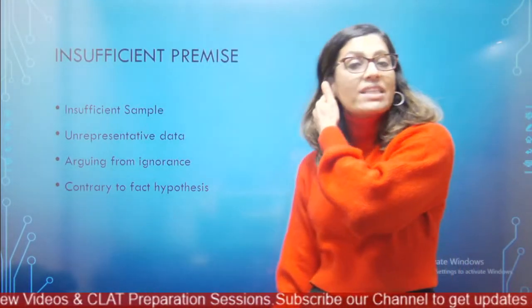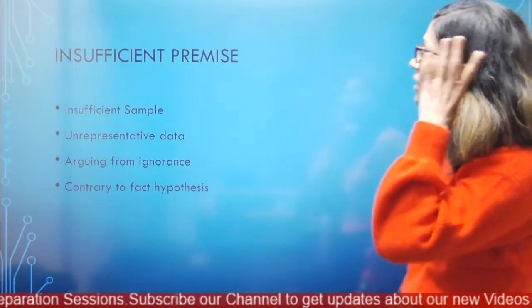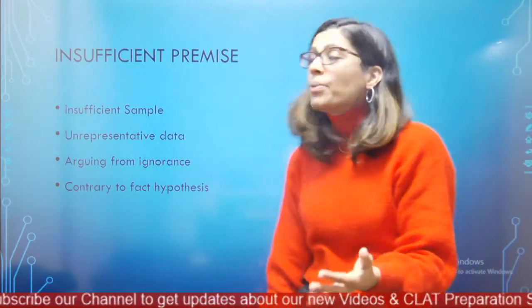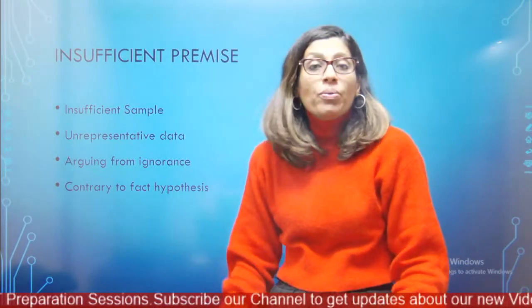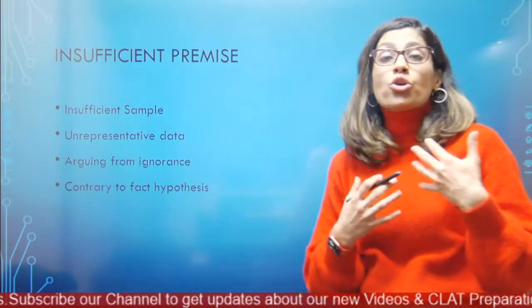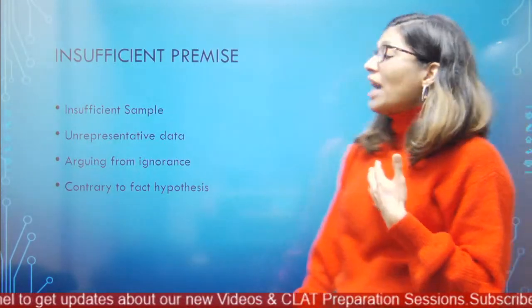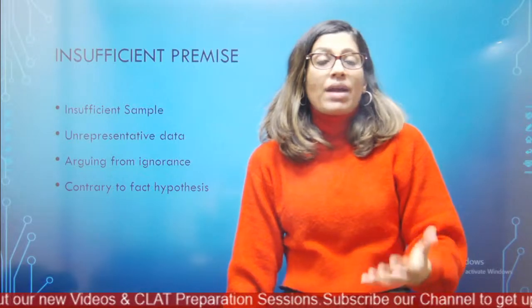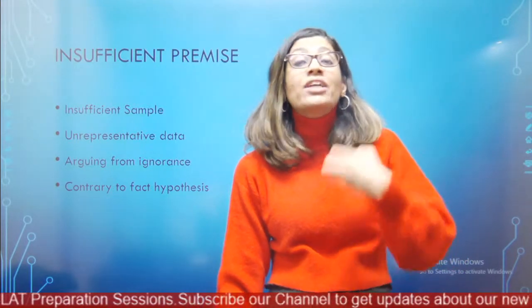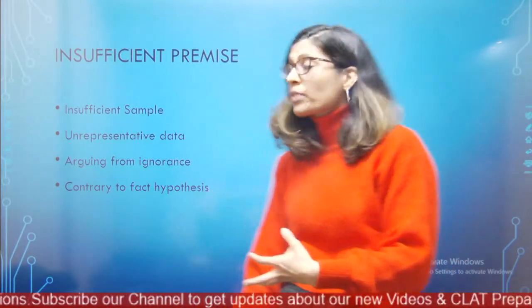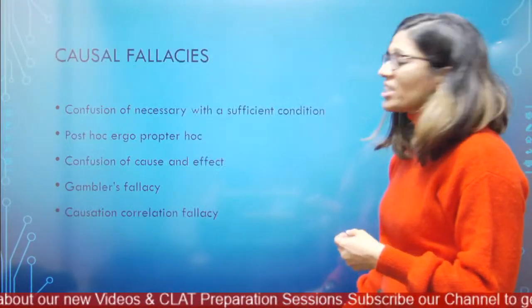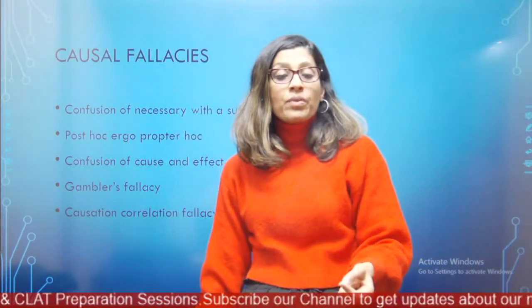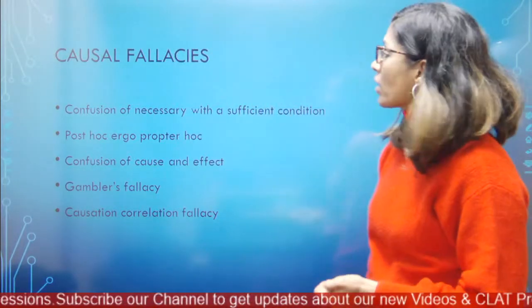Insufficient premises fallacies usually come in the form of an insufficient sample or data which is unrepresentative, data which shows only a small group, does not represent everyone, so you get direct questions from there. Arguing from ignorance, right? There you do not have enough data, but you are still making a strong claim. And contrary to fact hypothesis, which is very similar to wishful thinking, which we did in the previous case.